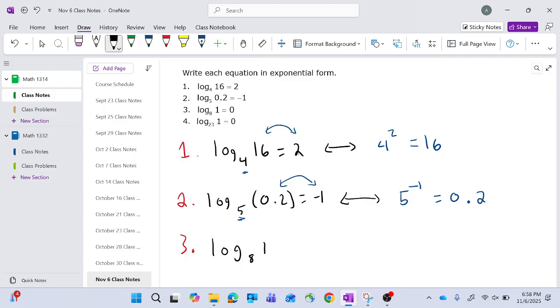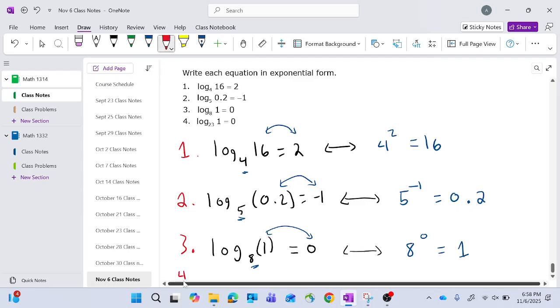So log base 8 of 1 equals 0. Well, just like before, base of the log is the base of the exponent. Then flip these two. 8 to the 0 is 1, and anything to the power 0 is 1. Everyone following me, guys? Are we okay? All right. And then 4.